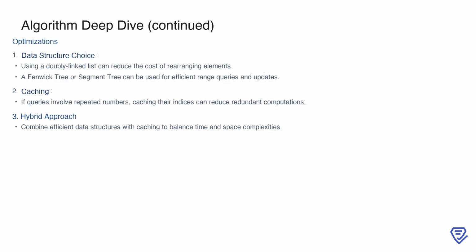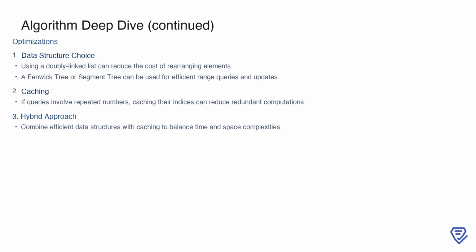To enhance the efficiency of the algorithm, we can explore several optimization strategies. One approach is to use a doubly linked list, which allows for faster rearrangement of elements compared to a standard array. Alternatively, Fenwick trees or segment trees can be used to enable efficient range queries and updates, significantly improving the time complexity of index lookup operations.